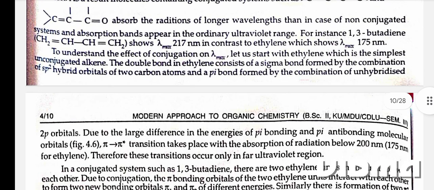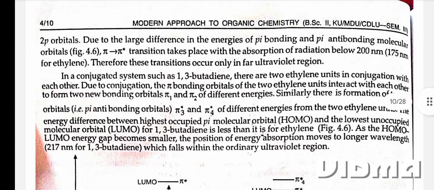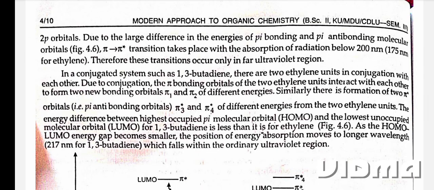To understand the effect of conjugation on lambda maximum, let us start with ethylene, which is the simplest unconjugated alkene. The double bond in ethylene consists of a sigma bond formed by the combination of sp2 hybrid orbitals of two carbon atoms and a pi bond formed by the combination of unhybridized 2p orbitals. Due to the large difference in the energies of pi bonding and pi antibonding molecular orbitals, a pi to pi star transition takes place with the absorption of radiation below 200 nanometer. Therefore, these transitions occur only in far ultraviolet regions.